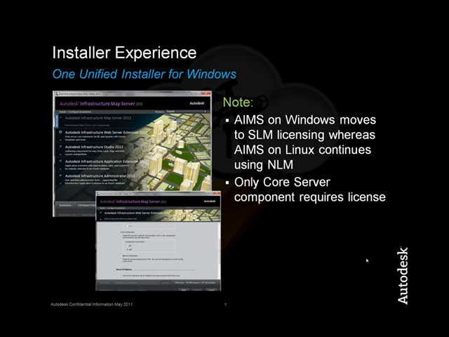If you're using other Autodesk 2012 products, you will see the very familiar installation UI when installing AIMS on Windows. It uses a unified installer for Windows. Another change is that AIMS on Windows uses standalone licensing mode, which means you do not need to configure a license server. For AIMS on Linux, it continues using network license mode. Only the server component requires a license.